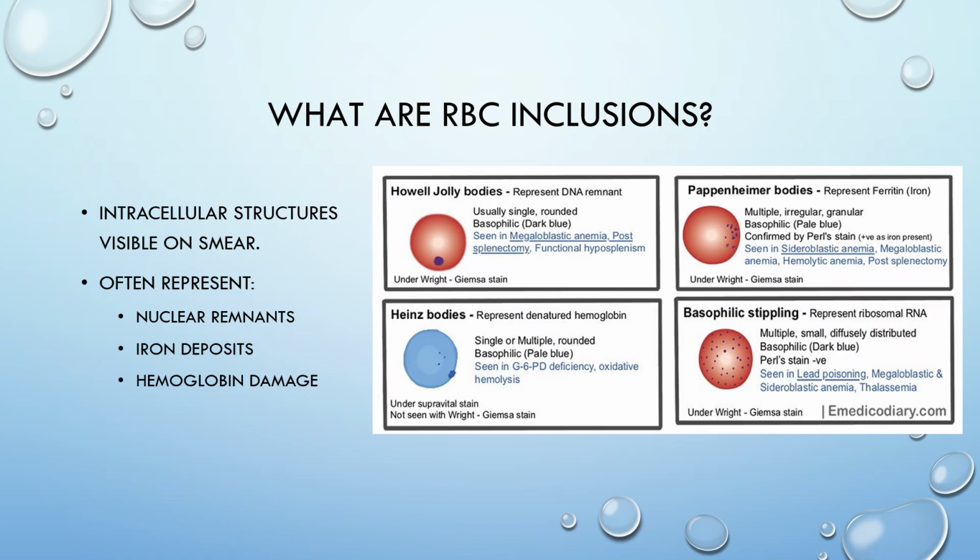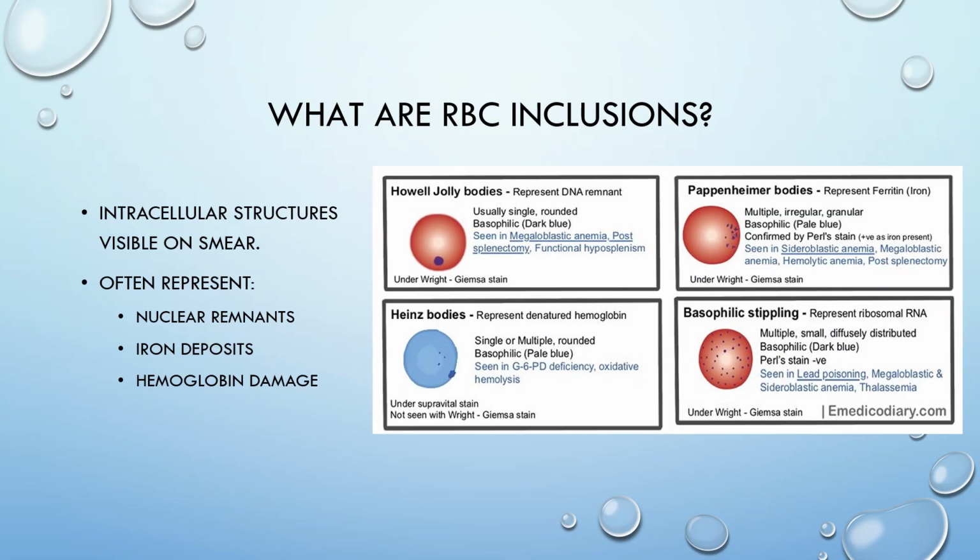For example, Howell-Jolly bodies represent fragments of nuclear DNA that were not completely cleared during RBC development. The Pappenheimer bodies represent small clusters of iron stored within the red blood cell. Heinz bodies represent damaged or denatured hemoglobin, which forms when hemoglobin molecules become unstable.